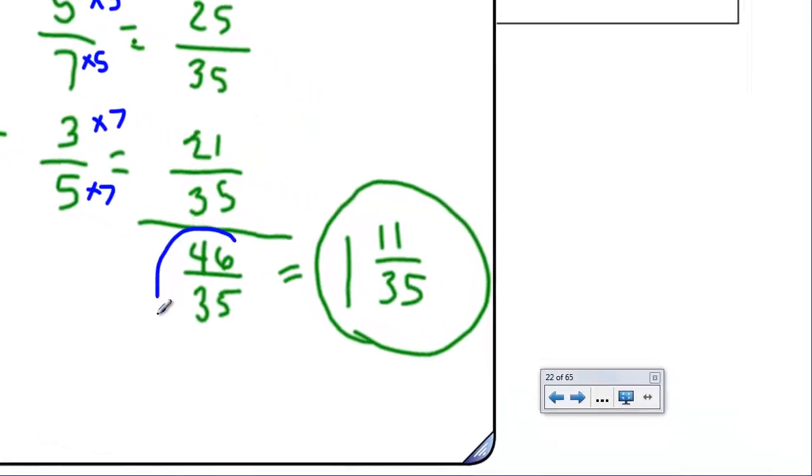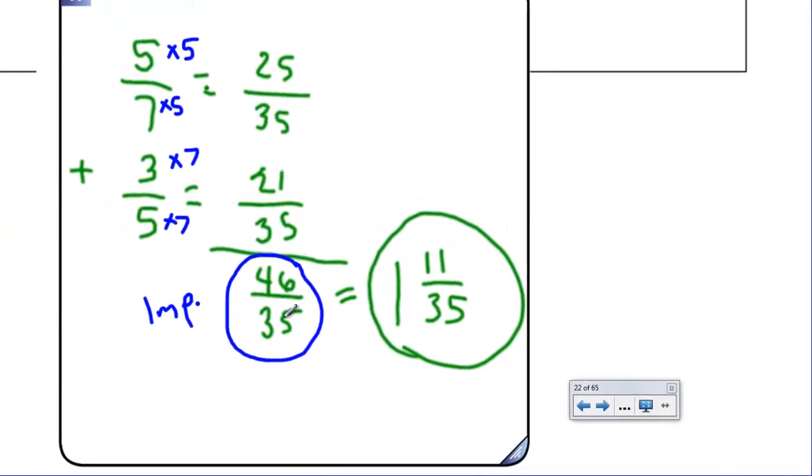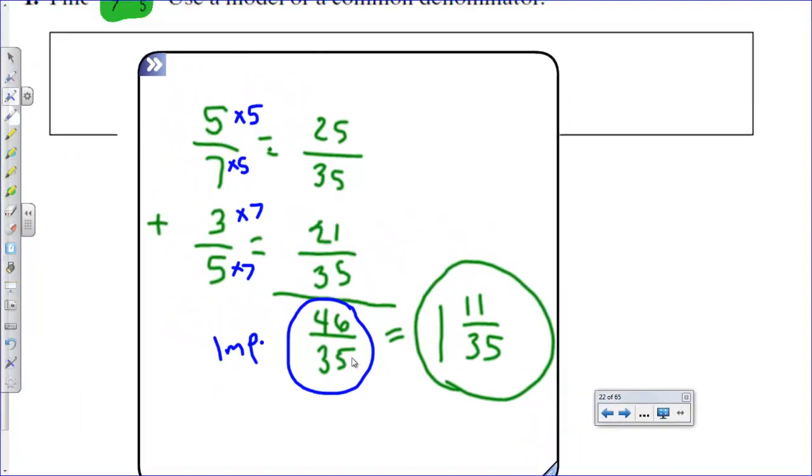If you remember from last chapter, what do we call it when our top number is bigger than our bottom number? This is an improper fraction. In simplest form, we always make an improper fraction into a mixed number. So in simplest form, my answer to 5/7 plus 3/5 is going to be 1 and 11/35. Final answer.